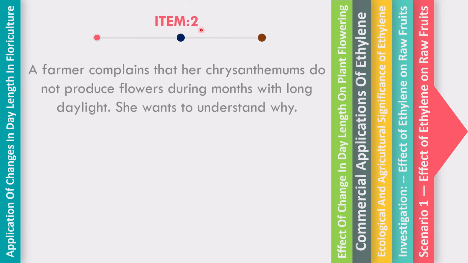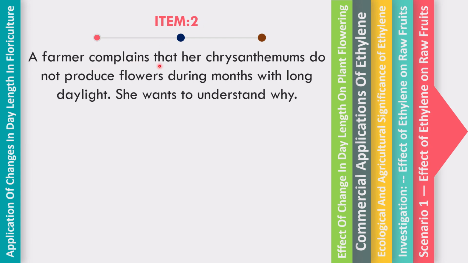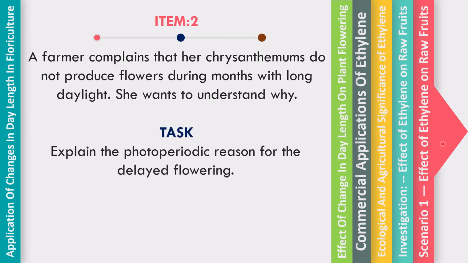Item 2. A farmer complains that her chrysanthemums do not produce flowers during months with long days. She wants to understand why. Task: explain the photoperiodic reason for the delayed flowering.